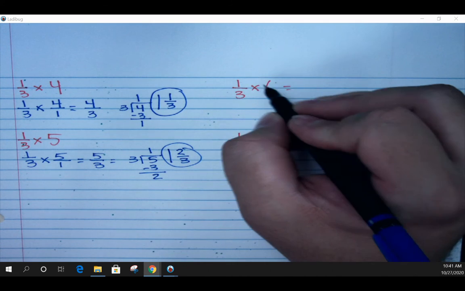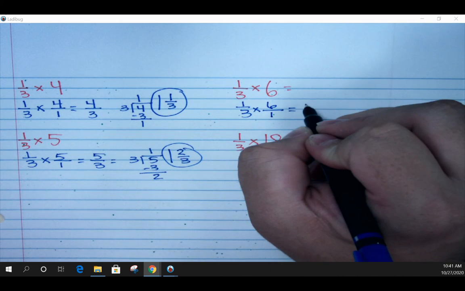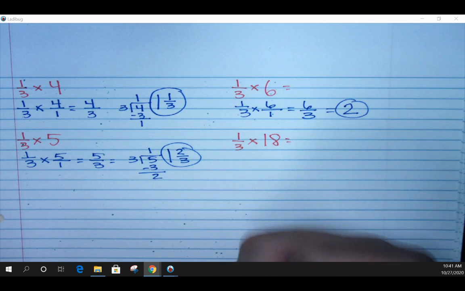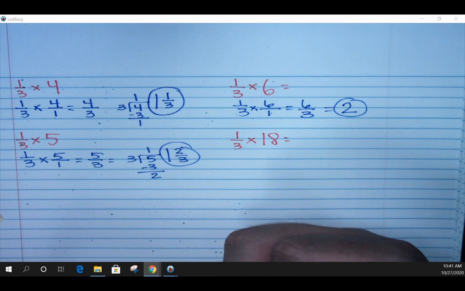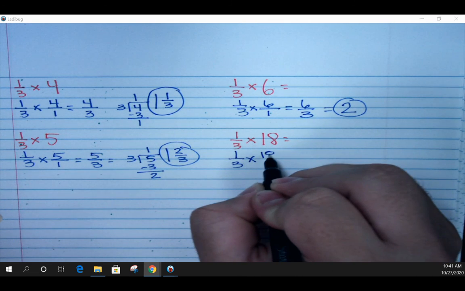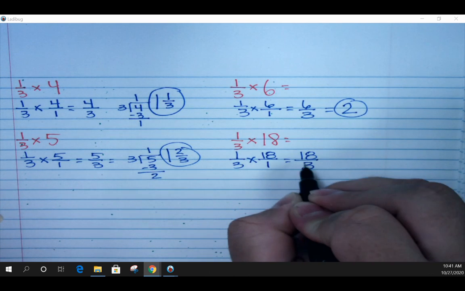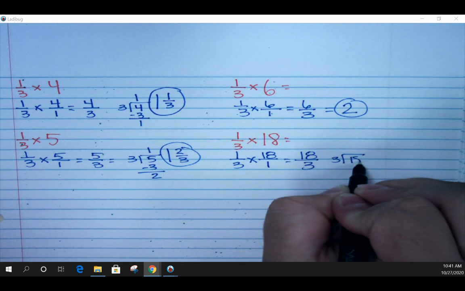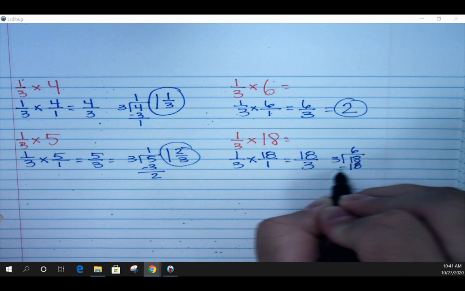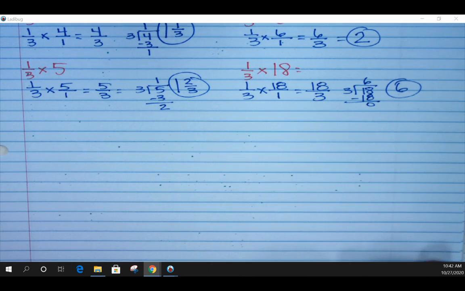3 goes into, let's see, 1/3 times 6 over 1. I about rushed ahead. 3 goes into 6 2 times. 1/3 times 18 over 1 would be 18/3. Does 3 go into 18 evenly? Yeah. How many times? 6 times 3. So the answer is 6. Okay, we're going to do some fourths and we'll be done.